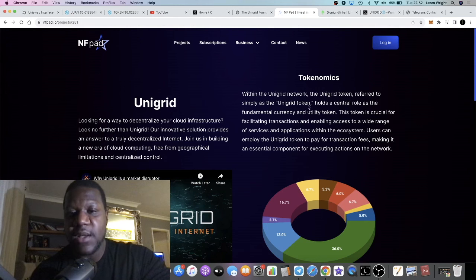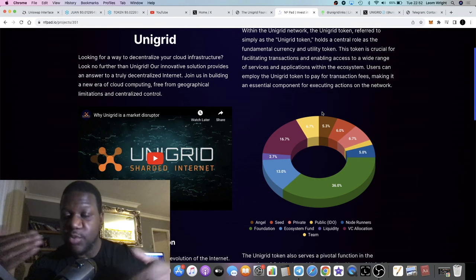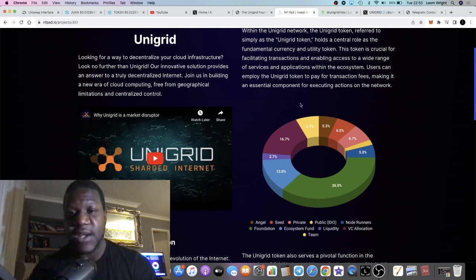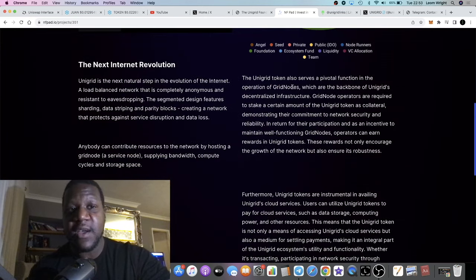So the Unigrid token should be called UGD, I believe. This will hold a central role as the fundamental currency and utility token. These tokens are going to be used for facilitating transactions, and you're probably going to need to use the token in order to access the cloud storage, and it will pay for the transaction fees and so on. They've got a whole network of things that are going to be coming together, and there's a roadmap, all that sort of stuff you need to look at when you do your own research, DYOR.